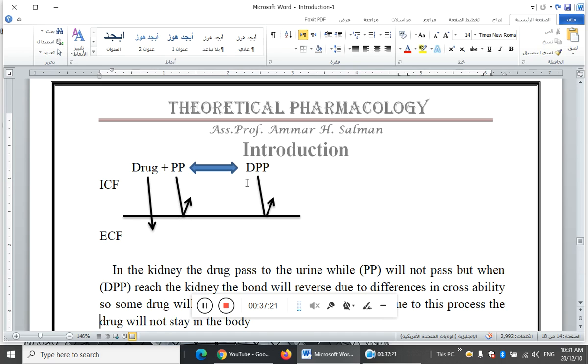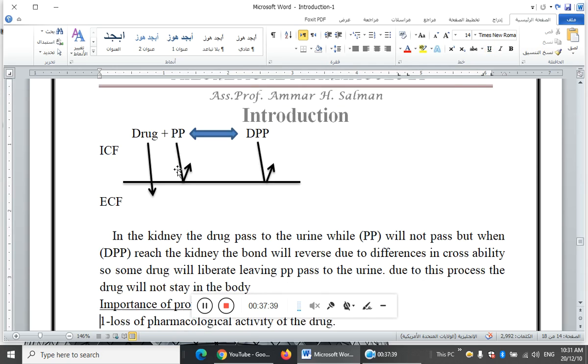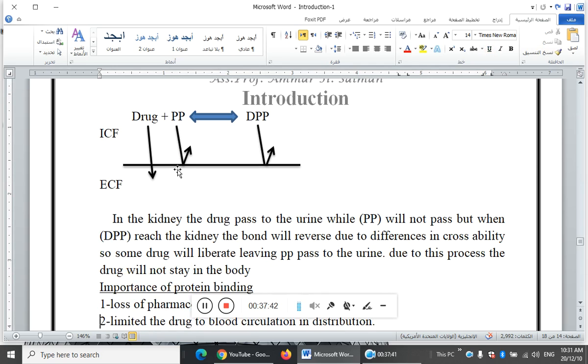But when the complex of a drug and the plasma protein reaches the kidney, the bond will reverse. This bond will reverse to the other side and the drug is isolated from the plasma protein. Due to the differences in crossability, some drug will be liberated, become alone, and leave the plasma protein to the urine. Due to this process, the drug will not stay in the body.